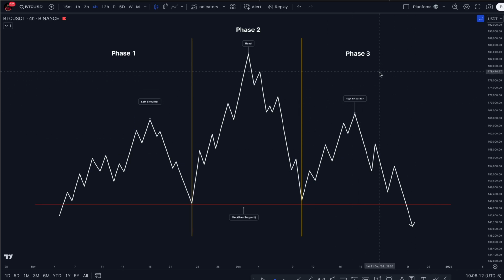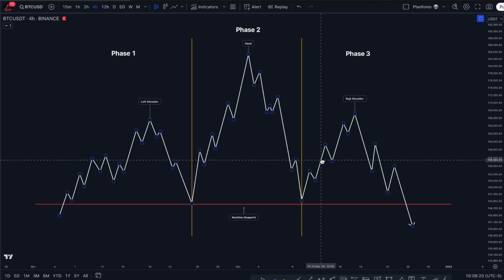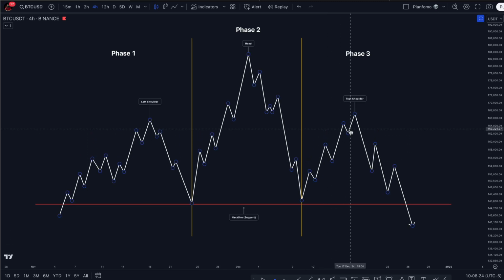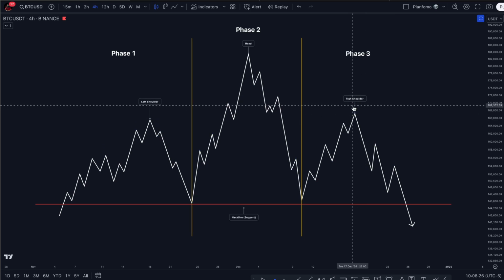This phase, I'm going to call it losing momentum. What happens after the price falls from the head? It tries to go up once again, but this time it doesn't reach the same high. We get rejected from our golden zone. Let's just call it a supply zone.